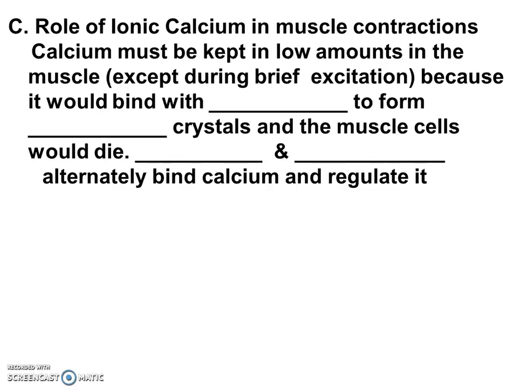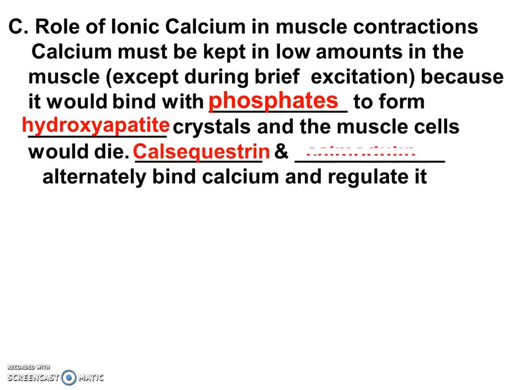So the note says the role of calcium ion in muscle contractions. Calcium must be kept in low amounts in the muscle except during excitation because it would bind with phosphates to form hydroxyapatite crystals and the muscle cells would die. So the two chemicals that hold on to calcium and regulate its release are calsequestrin and calmodulin.